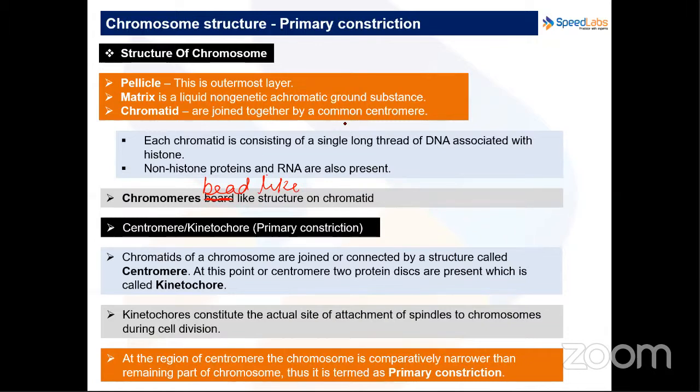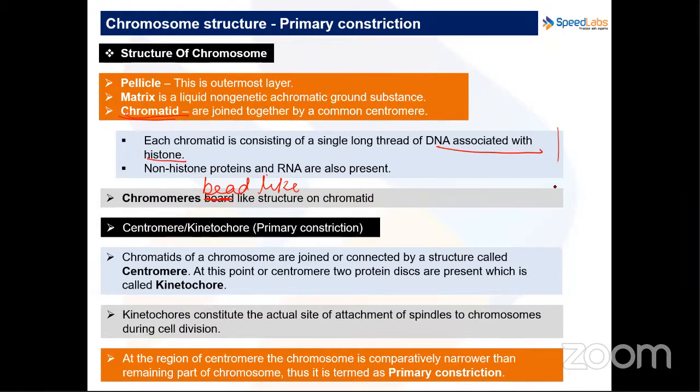So the structure of the chromosome: the two arms are called chromatids, and this is important. Each chromatid has DNA with histone protein. Because of the histone proteins, DNA is positively charged. And chromomeres are bead-like structures.